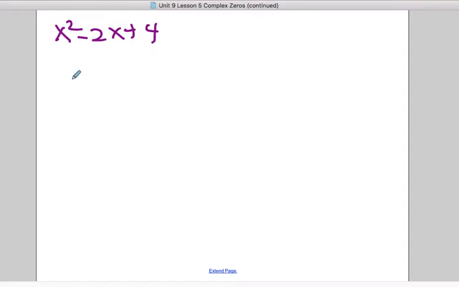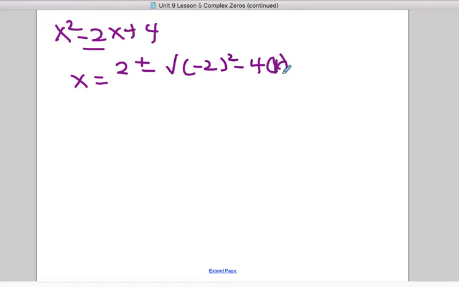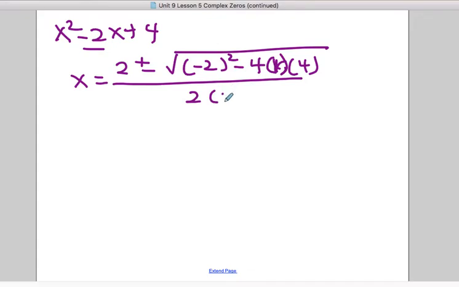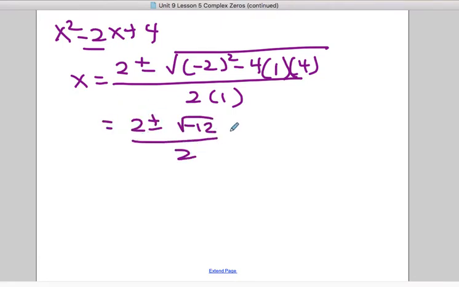To find my zeros, I do quadratic. So x equals opposite of b, which is currently negative 2, so positive 2, plus or minus the square root of b squared, minus 4 times a, which is 1, times my c, which is 4, all over 2 times 1. There we go. That's clear. So negative 2 squared is 4. 4 minus 16 will give me negative 12. So this is 2 plus or minus the square root of negative 12 all over 2.